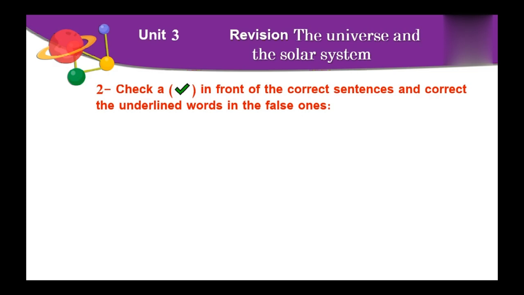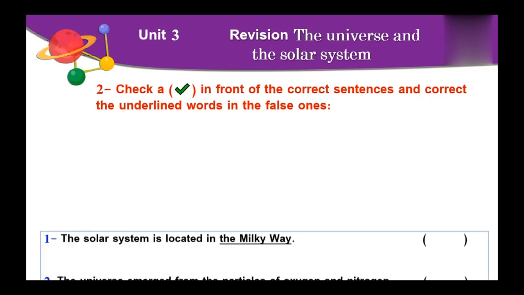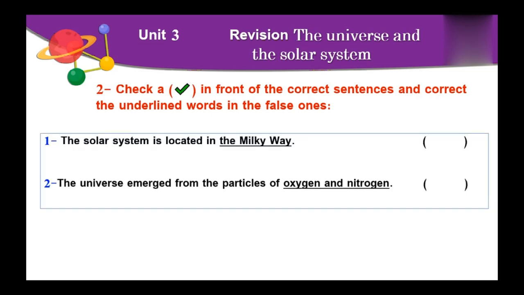Check yes in front of correct sentences and correct the underlined words in the false ones. Number 1. Solar system is located in Milky Way. This statement is correct or not? Yes, it is correct.